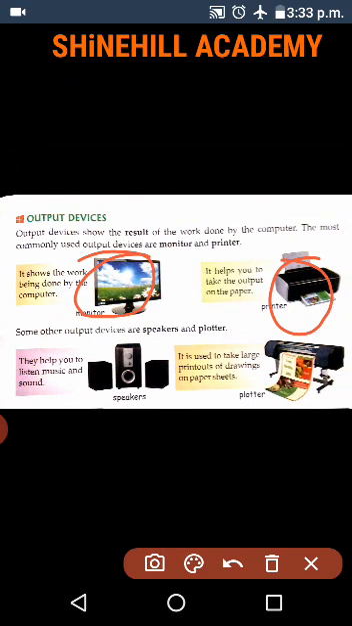Some other output devices are speaker and plotter. Speaker is used to listen to music and sound. Plotter is used to take large size printouts. That means the banner, roadside signals, like that.